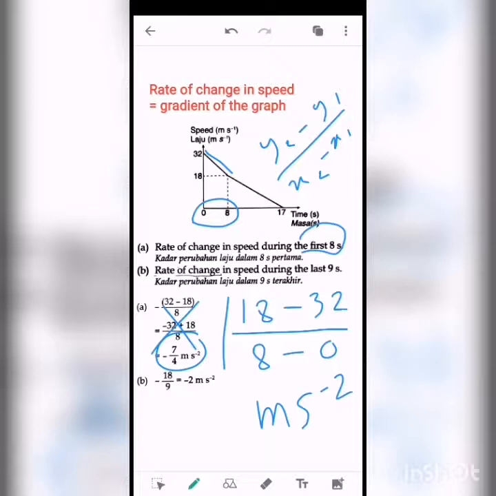How about the question of B? The last 9 seconds. Which one is the last 9 seconds here? Same also goes down, so the answer also is negative. But this one, y2 actually is 0 minus y1 is 18 over last 9 seconds. So just write 9, and then you get the answer.